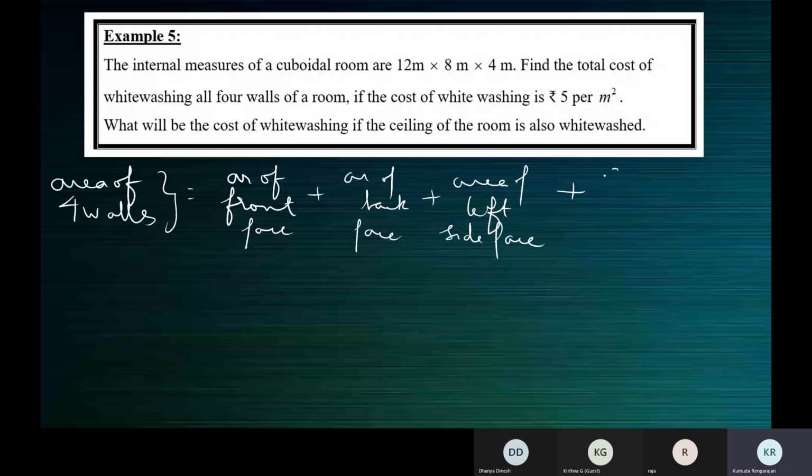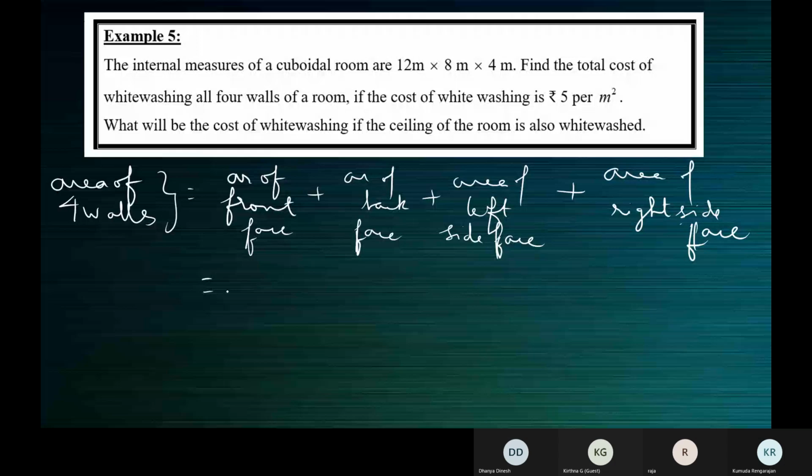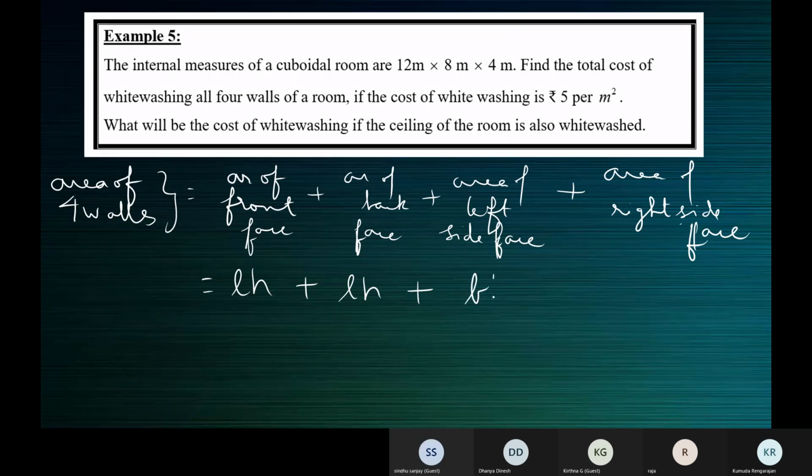Now tell me the area of the front face. Sorry, I'm asking you again. Class, front face. Ma'am, length into height, ma'am. Length into height only, ma'am. Side, left and right side. Ma'am, height into breadth. Both right. Okay, I think there is an issue. You're trying to answer, but I'm not able to hear you.